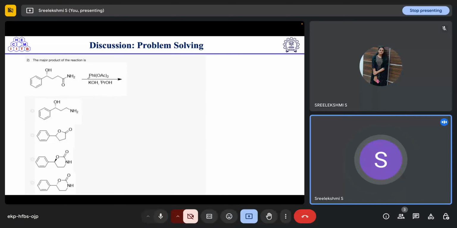So this is the next question. This amide we are treating with PIDA, that is diacetoxyiodobenzene, and then KOH in the presence of isopropanol. Which will be the major product?